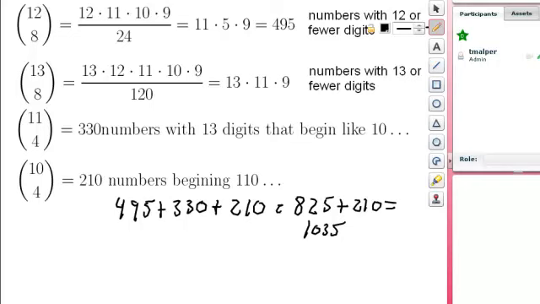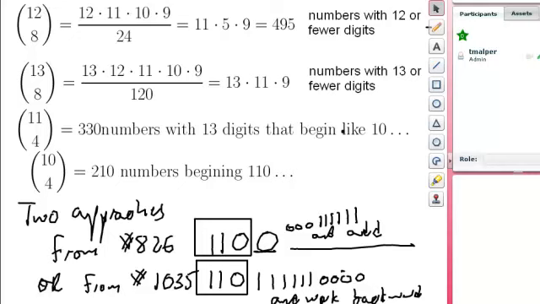So just to point this out, you really have two options. You can start from number 826, which was the smallest number that had 110, and then you can go up from there. So you're going to start with a 0 and say how many numbers start with a 0 and so forth. Or you can start with number 1035, which is the biggest number that starts 110, and work backwards.